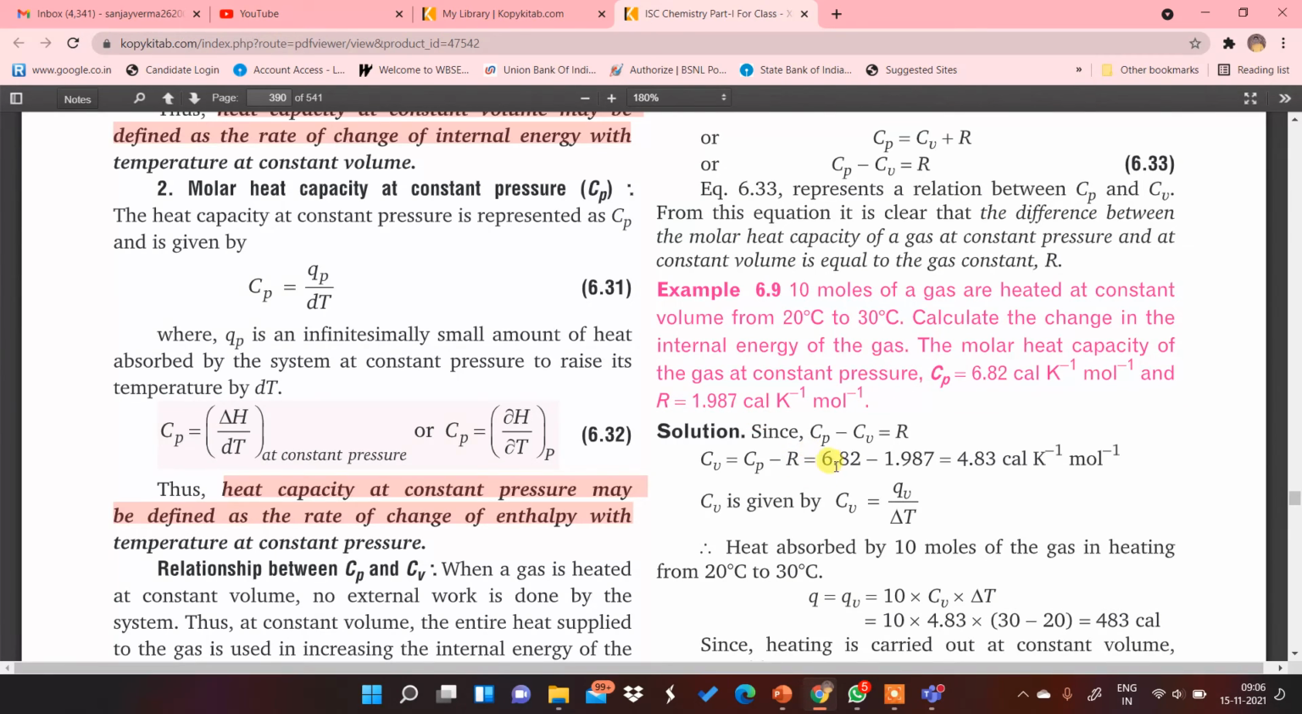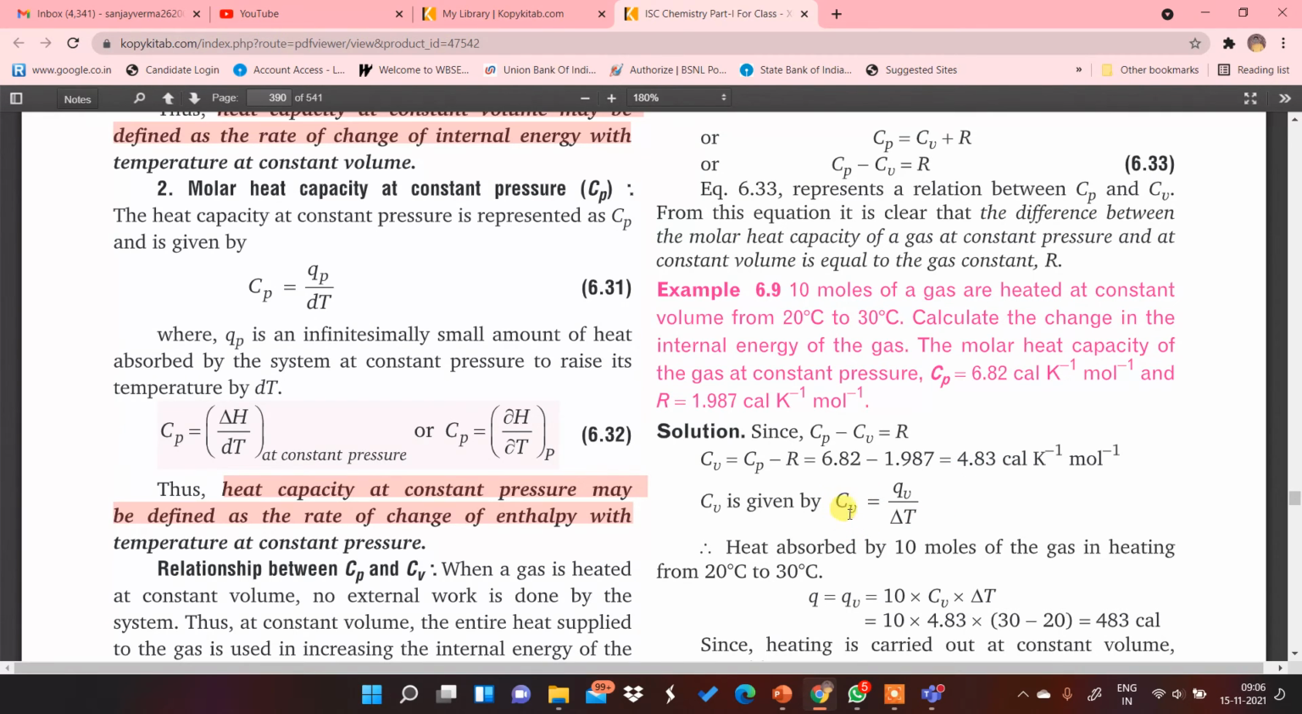Since we know Cp minus Cv is R, Cv can be found out easily because Cp is given. The R value we take is in calories, so we'll use R as 1.987. Put the value directly over here and get the value of Cv. Cv comes to 4.83.